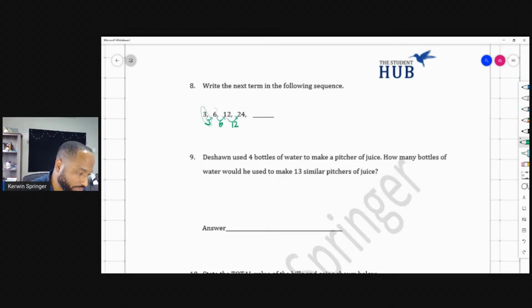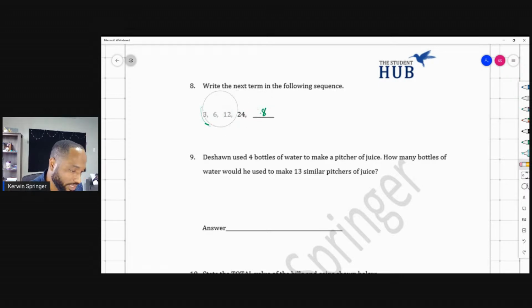I'm saying 3 plus 3 makes 6. 6 plus 6 makes 12. 12 plus 12 makes 24. So 24 and 24 makes 48. And then 48 and 48 will make how much? They just wanted the next term. Sometimes they want the next two terms. They just wanted the next term. So the next term is going to be 48.